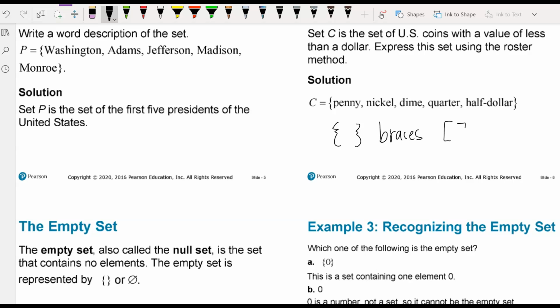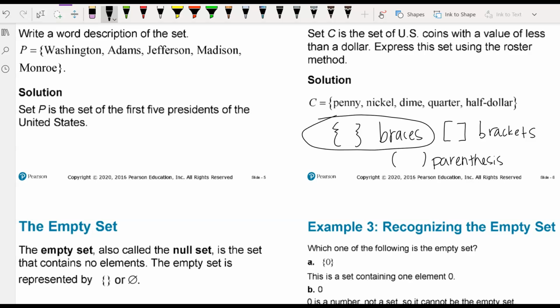If it's a square shape with squared corners, those are brackets. And then you also have parentheses. But for our set builder notation, we'll be using our braces.